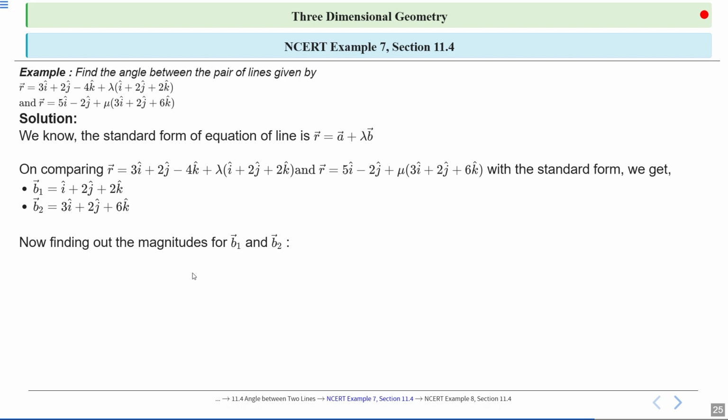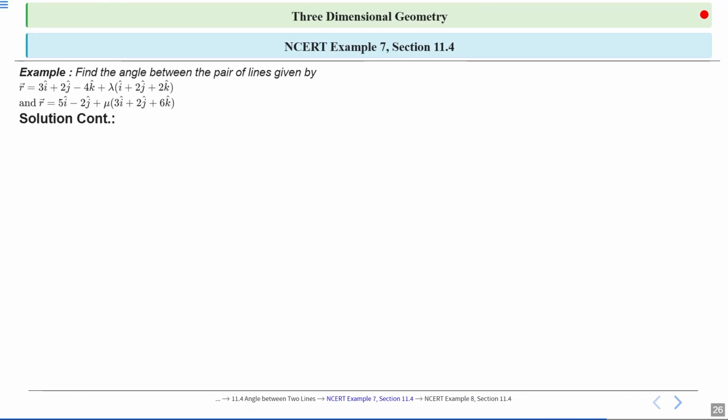Now finding out the magnitudes for b1 vector and b2 vector. So magnitude of b1 is square root of 1 square plus 2 square plus 2 square, and magnitude of vector b2 equals square root of 3 square plus 2 square plus 6 square. Now the angle theta between the two lines is given by cos theta equals absolute value of b1 dot b2 divided by magnitude of b1 times magnitude of b2.